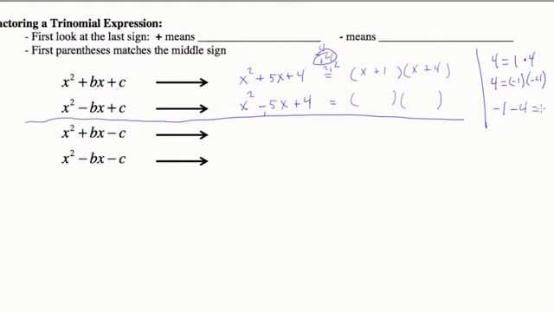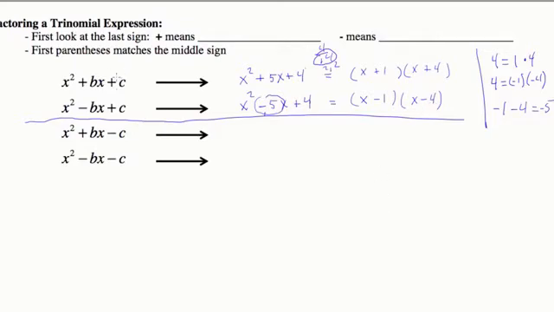They have a sum of negative 5. And look, we have a negative 5 right here that we have to sum to. So this factoring is actually going to be x minus 1, x minus 4. All right, so what does that mean?